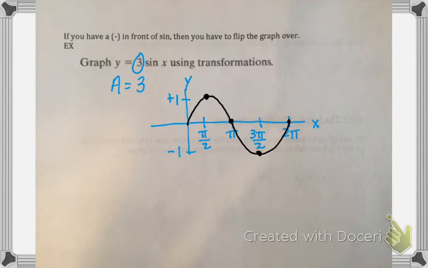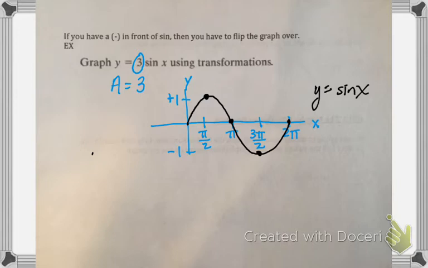Once again, at 0, I have 0, 0. At pi over 2, I have positive 1. At pi, I have 0. At 3 pi over 2, I have negative 1. And then at 2 pi, I have 0. So once again, you have to remember what this looks like. This is y equals sine x, okay? That's never going to change unless you manipulate it.